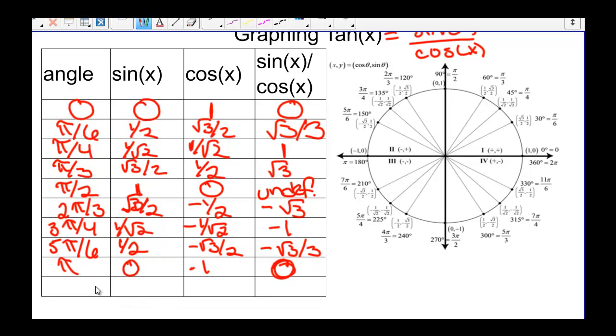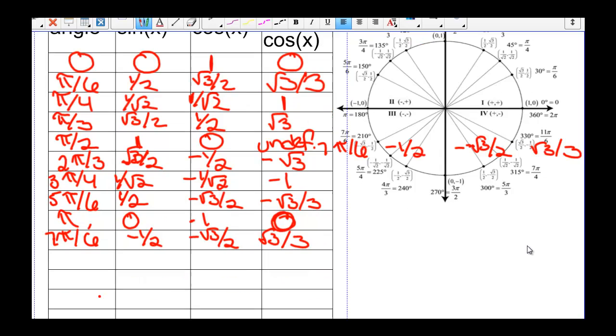And if we keep going, if we check 7 pi over 6, we get negative 1/2, negative square root of 3 over 2, so we get square root of 3 over 3. Then at 5 pi over 4, we have negative 1 over square root of 2, negative 1 over square root of 2, which gives us 1. At 4 pi over 3, we get negative square root of 3 over 2, and negative 1/2 for cosine. So that's going to give us square root of 3.